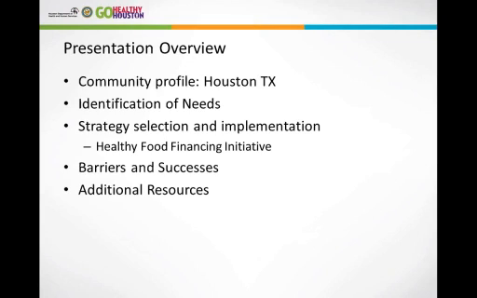A quick overview of our presentation. I'll go over a community profile of Houston, Texas, and we'll talk about how needs were identified for these vulnerable populations. We'll then discuss the strategy selection and implementation of a healthy food financing initiative, which was recently implemented within Houston. We'll talk a little bit about barriers for this initiative and successes related to health equity, and then we'll talk briefly about additional resources that are available around this strategy.